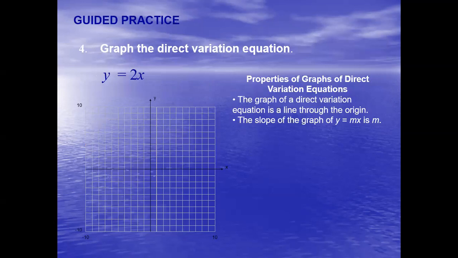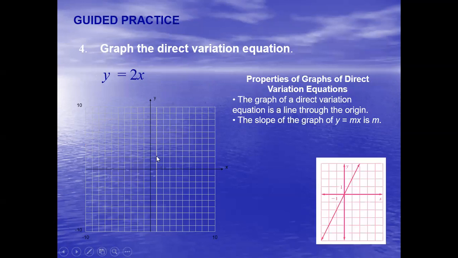Graph the direct variation equation. So m here is 2, and 2 means 2 over 1. So from 0, 0, we will rise 2 units above and 1 unit to the right to achieve point 1, 2, and then connect the line between point 1, 2 and point 0, 0.